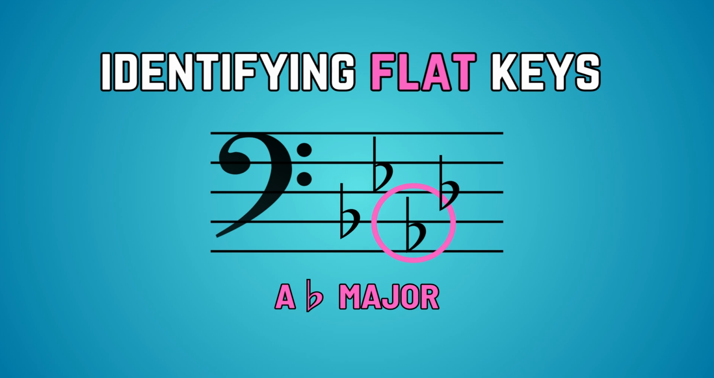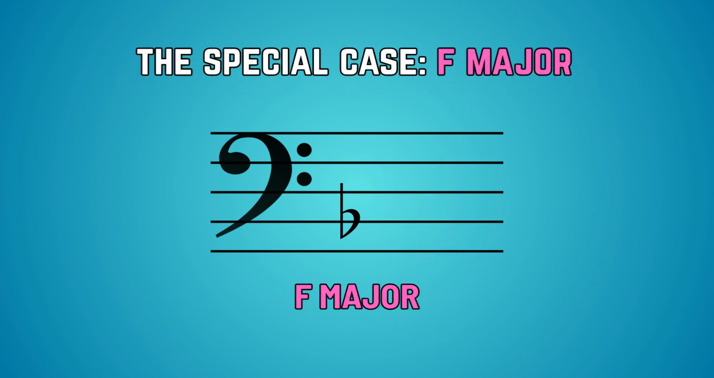This key signature contains four flats. The second to last flat is A flat, so the key is A flat major. There is one important exception. If the key signature contains only one flat, there is no second to last flat to examine. A key signature containing one B flat is always F major. This is the only flat key signature that you need to identify as a special case.